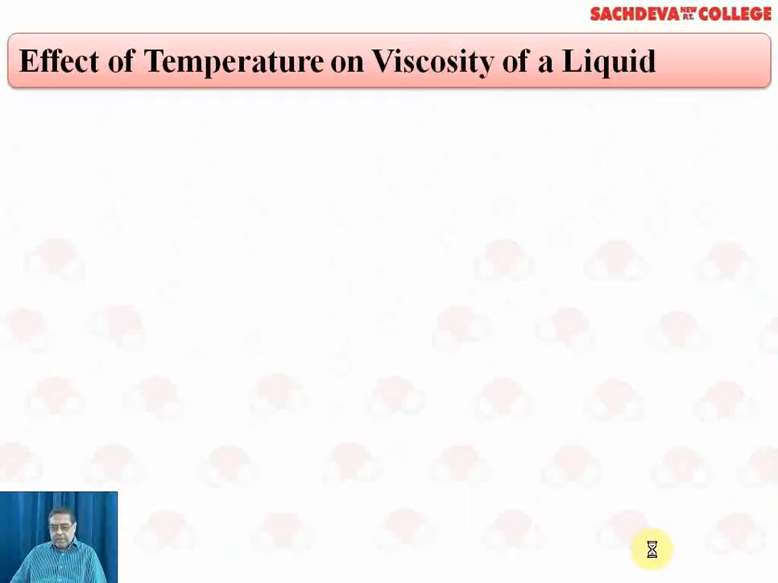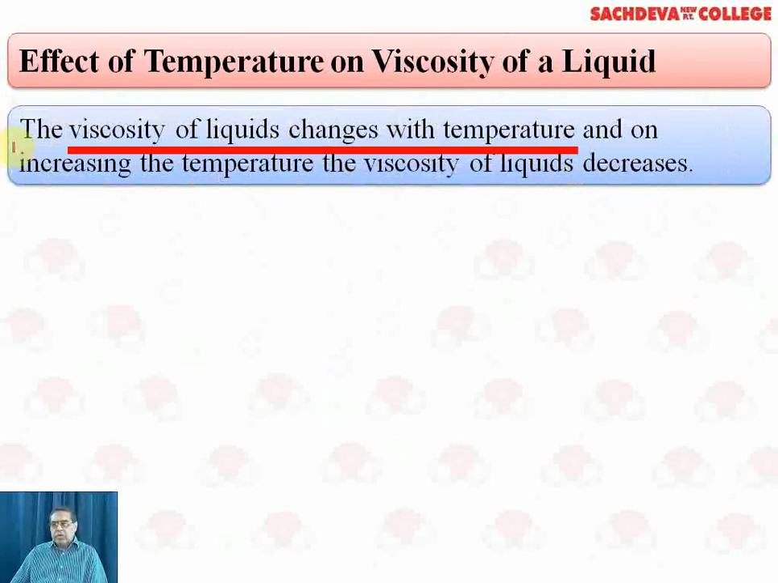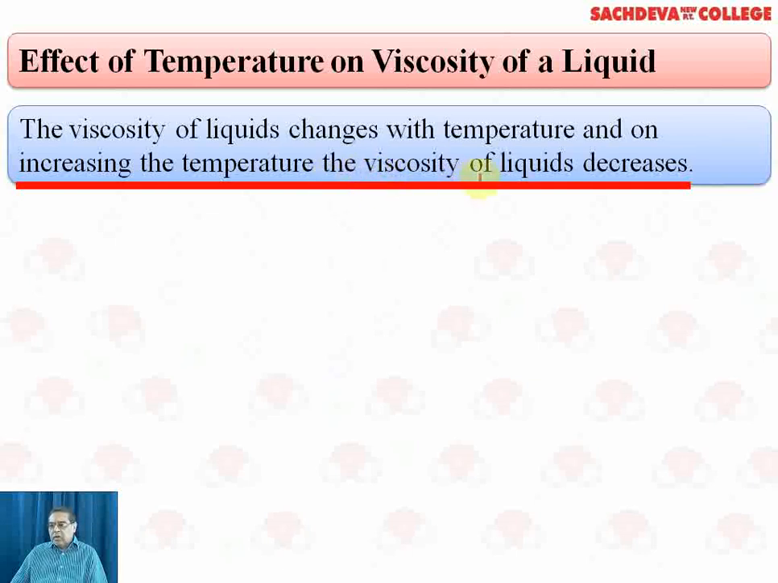Now we have to check the effect of temperature on the viscosity of a liquid. When we use this term, viscosity means the friction among the various layers of the liquid. So how does temperature affect the viscosity of the liquid? If temperature rises, we find that the viscosity of the liquid, that is friction, will be less. So the concept is that the viscosity of liquids changes with temperature, and on increasing the temperature, the viscosity of liquids decreases. That is, the drag or the friction among the various layers will decrease, and the liquid will flow freely, or the liquid will flow without any hindrance.